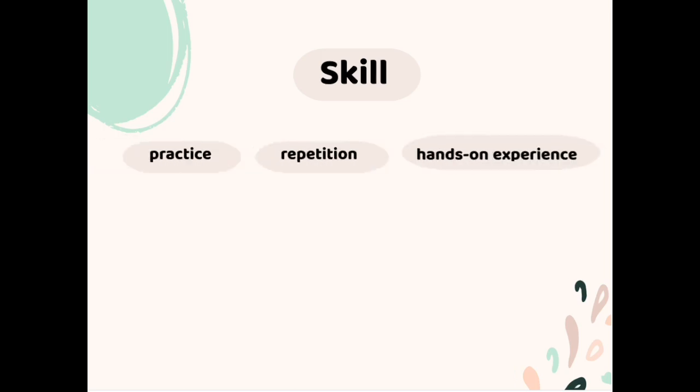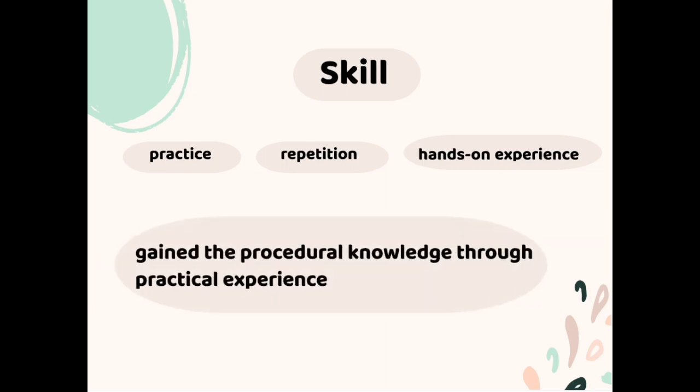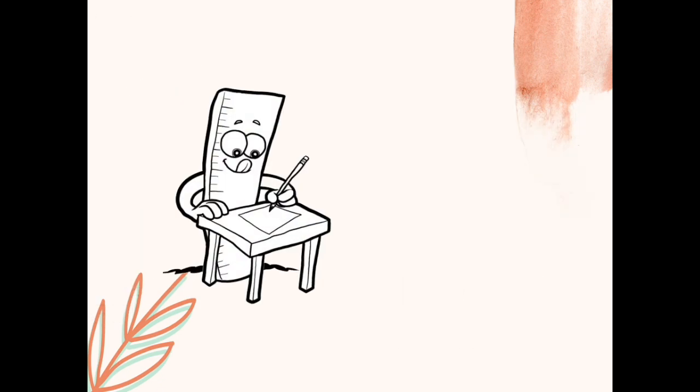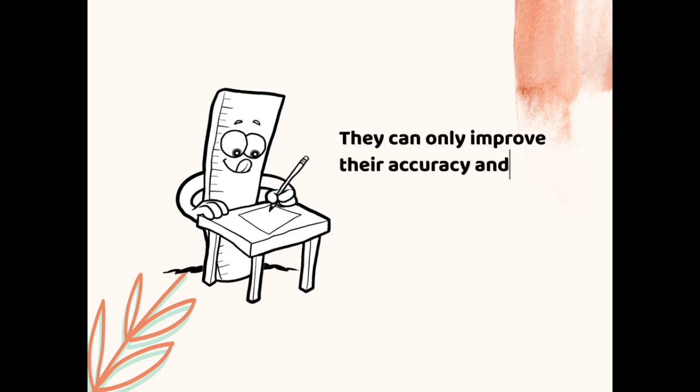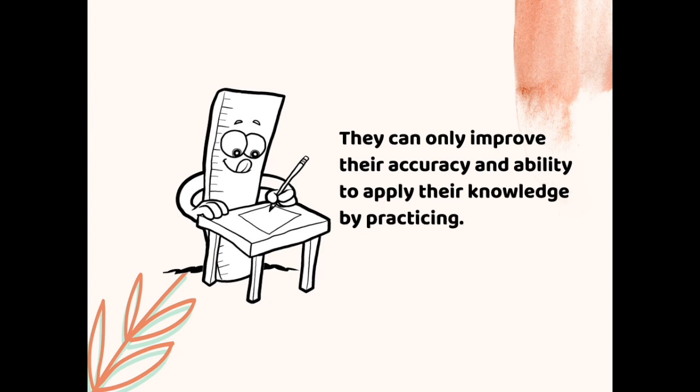A skill or procedural knowledge can only be acquired through practice, repetition, and hands-on experience. The only way you can truly know how to do something is when you have gained this procedural knowledge through practical experience. Second language grammar instruction usually begins with explaining the rules clearly. As a result, learners understand the rules and know what they should do. But they can't effectively apply the rules unless they focus on them and take their time applying them using abstract, high-level methods. Practice is the only way they can improve their accuracy and ability to apply their knowledge.